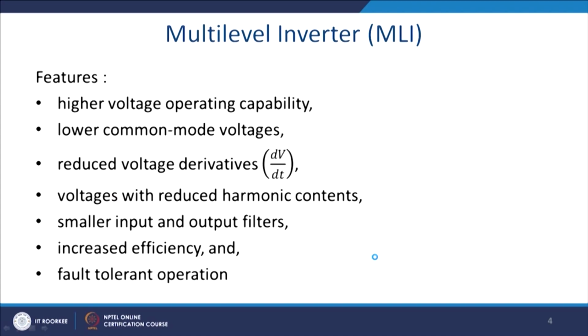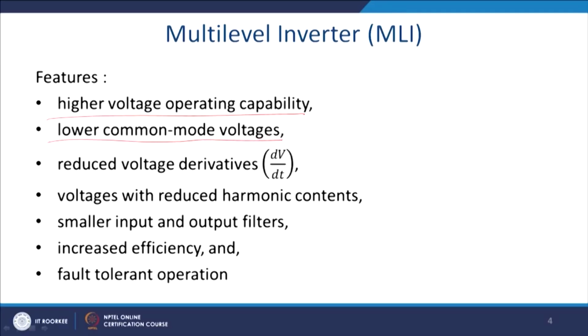So, features: higher voltage operating capability. It is because the stress across the switch is lowered. Lower common mode voltage; we shall see that common mode voltage is between these two legs. This is a differential voltage, and another is with the center of the capacitor.